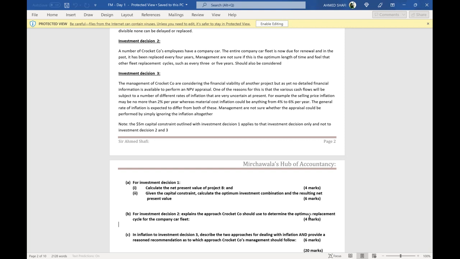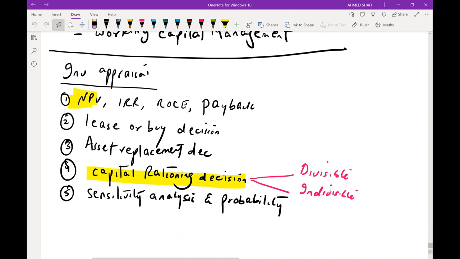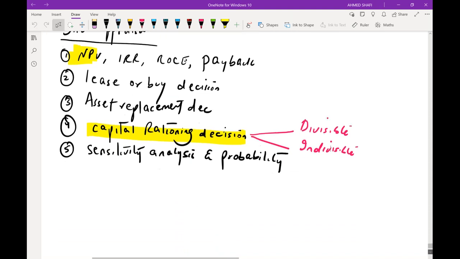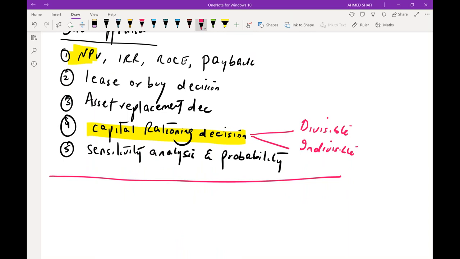Okay, requirement B is for investment decision 2: explain the approach Crockett should use to determine the optimum replacement cycle. I will not write the complete answer because you can read the examiner answers. I will just write the points.